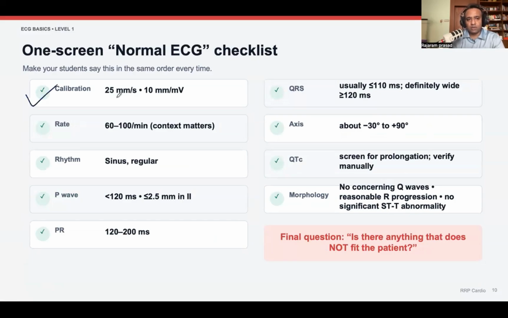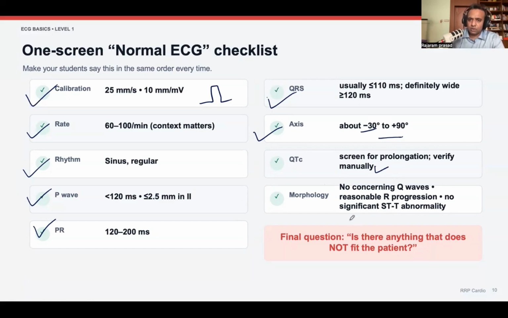Check calibration. It needs to be checked in all ECGs. Then check the rate. Context matters again. Then check the sinus rhythm, P wave, PR interval, QRS, and axis, which you need to check, -30 to +90, important. In QTC, screen for prolongation, and if there is prolongation, verify manually. Morphology: no concerning Q waves, reasonable R progression, no ST-T abnormalities.